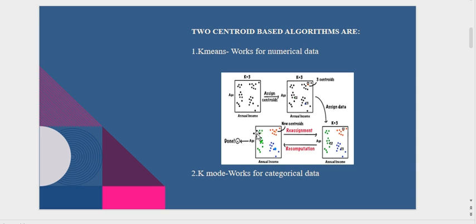The data point that is not at all similar to any of the centroids is considered as noise. That is the outlier. Okay, so this is how k-means works. k-mode is also the same thing, but that works for categorical data and this works for numerical data.